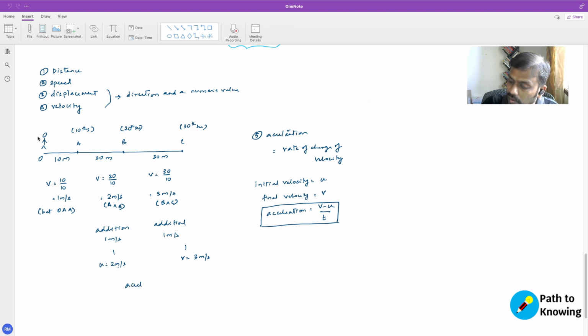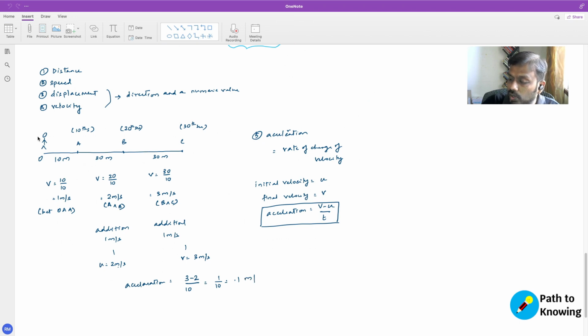Your acceleration here is 3 minus 2 divided by 10 seconds, which is equal to 1 by 10, which is equal to 0.1. 0.1 is your acceleration. And again, what is the unit for acceleration? The unit for acceleration is meters per second squared.